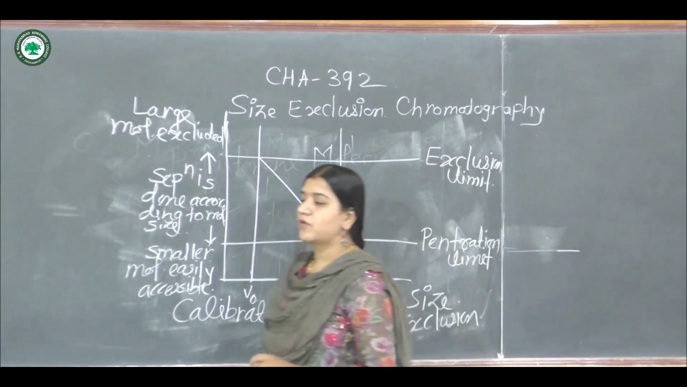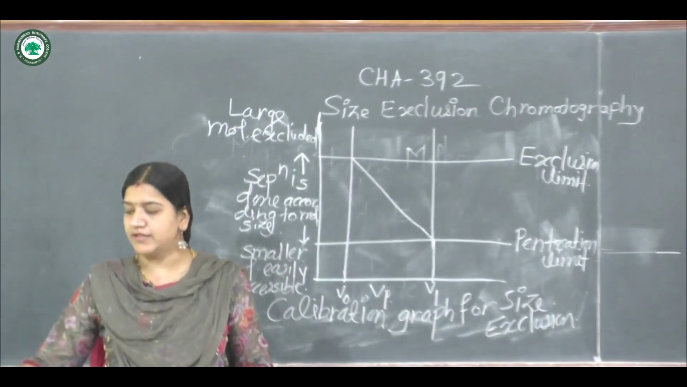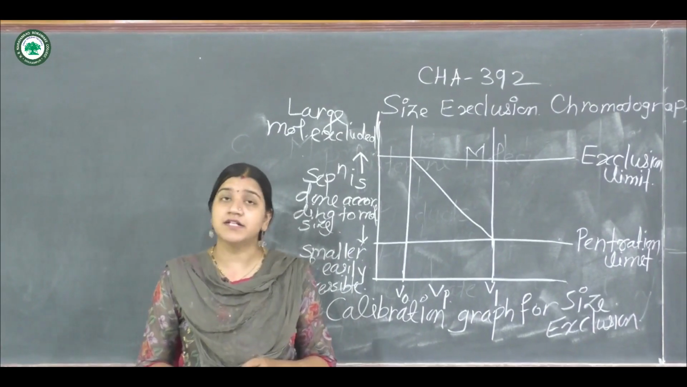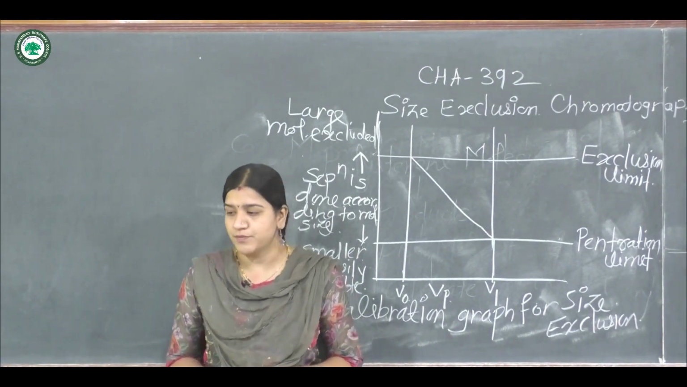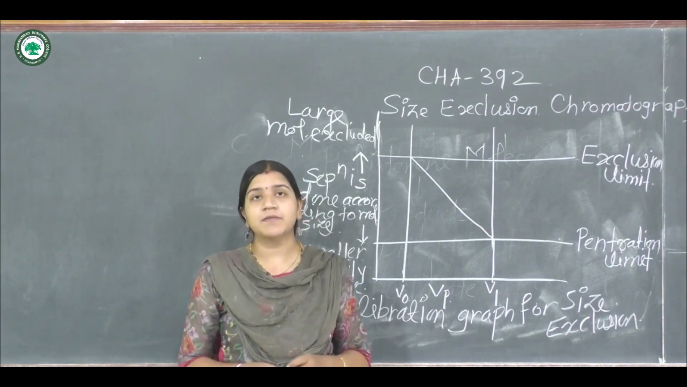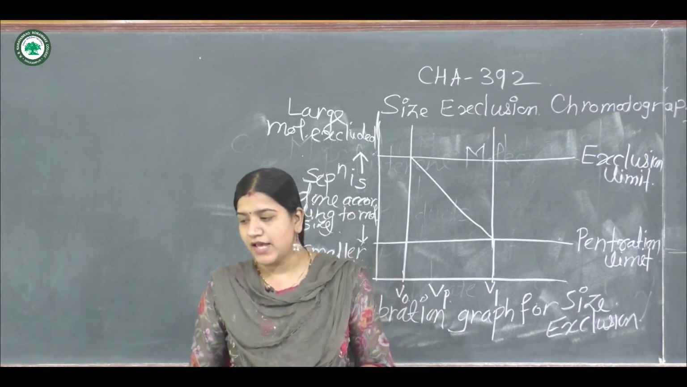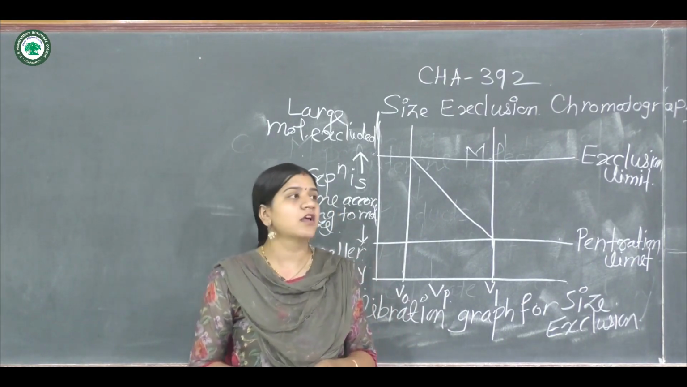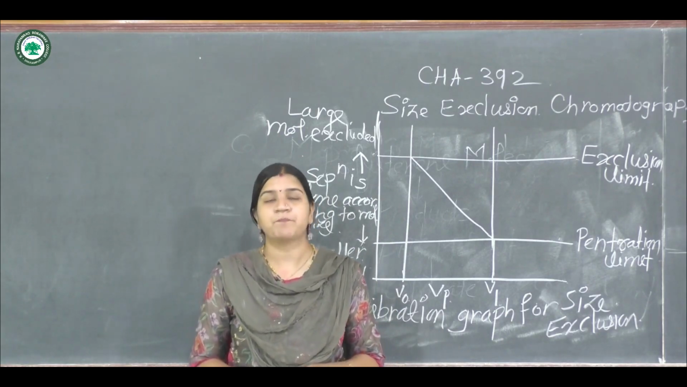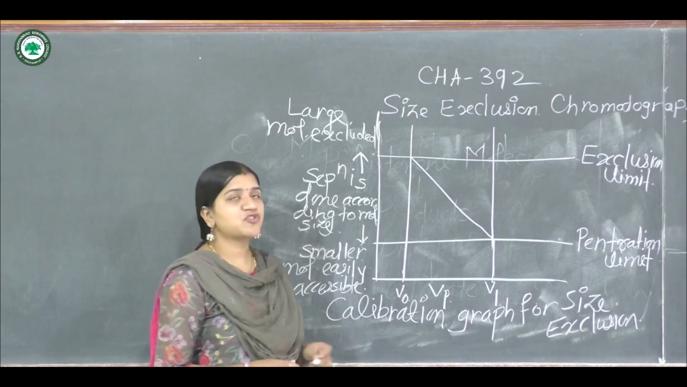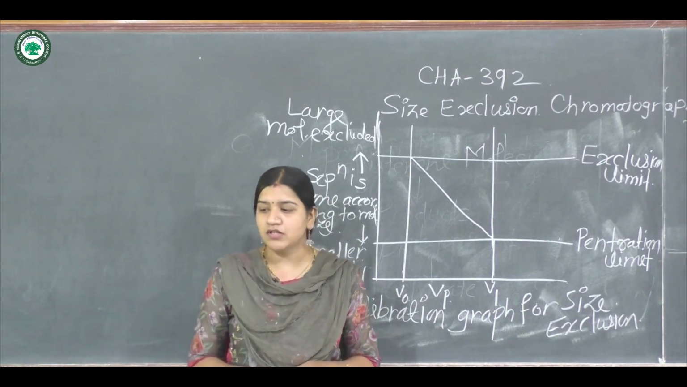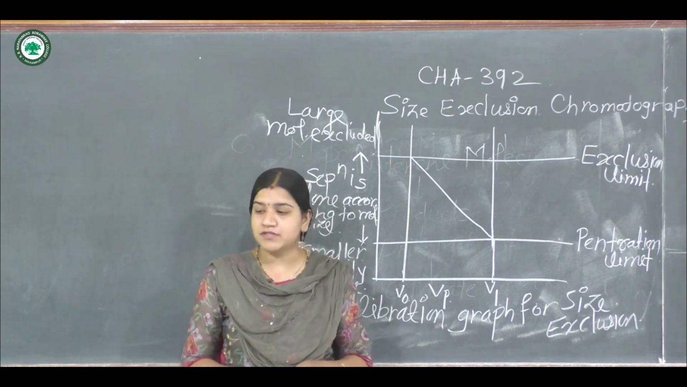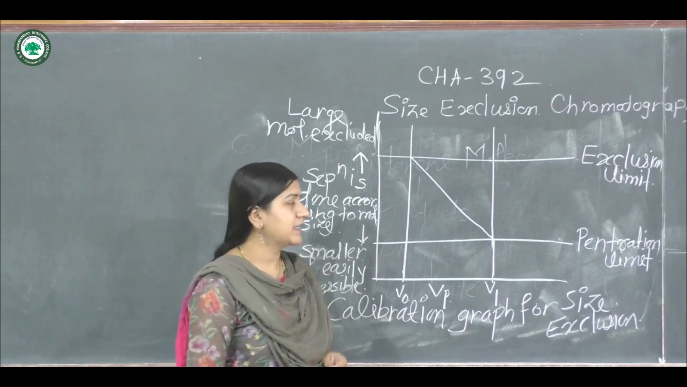So by using this graph, you can determine the molecular mass as well as the molecular mass distribution. So the determination of molecular mass as well as the molecular mass distribution is a very important application of size exclusion chromatography. This calibration graph is completely based on the elution volume, and elution volume must be determined by taking the log.